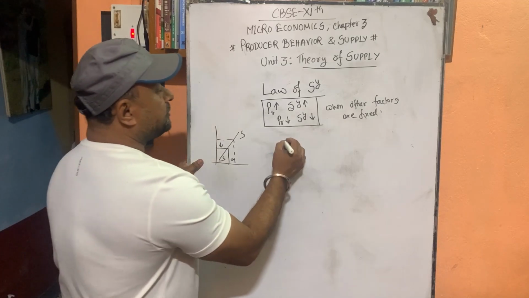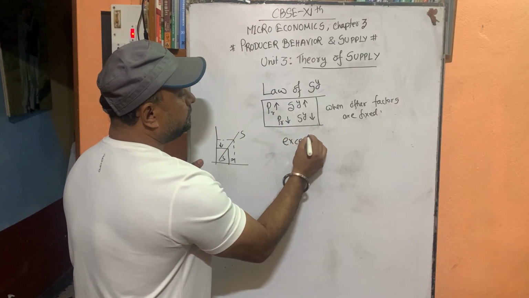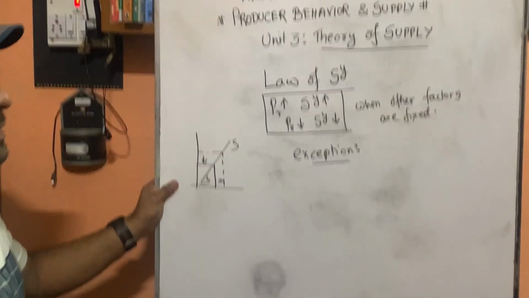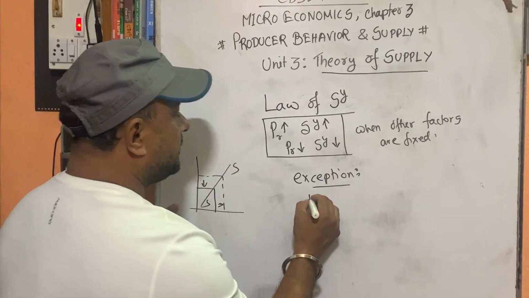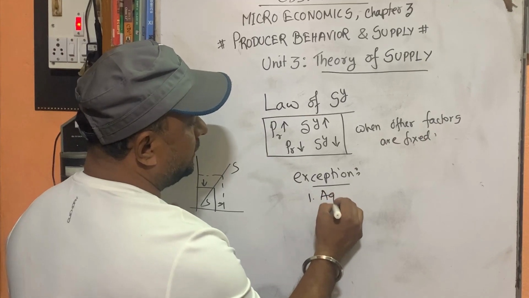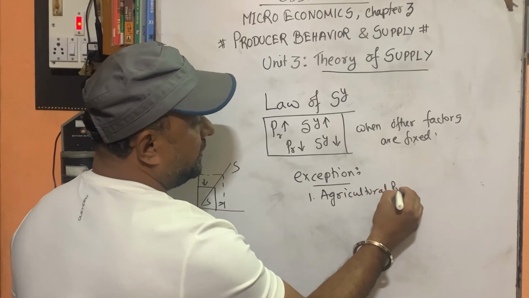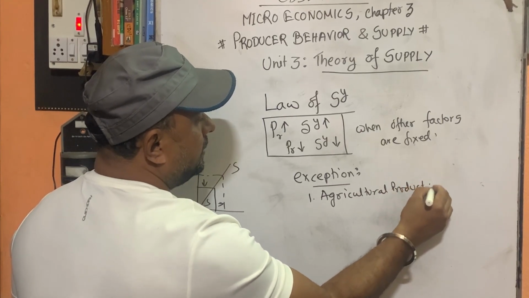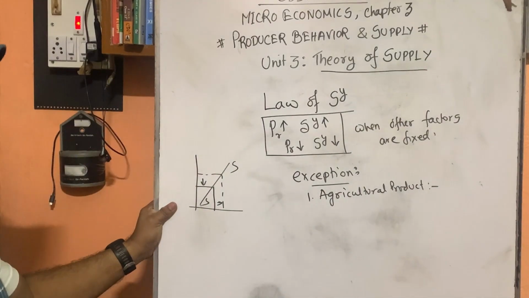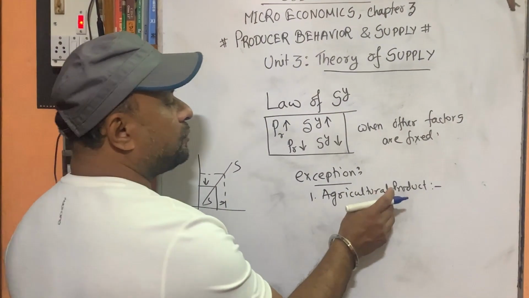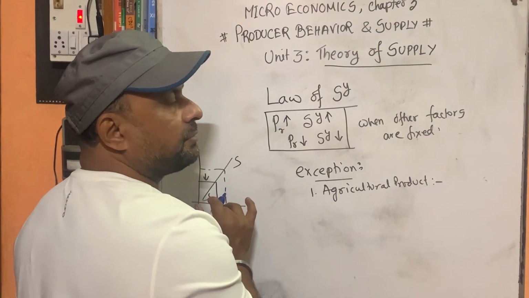Okay. Now, exceptions of the law of supply. In every law, there must be some exception. Okay. What are the exceptions? The first exception is agricultural product. In agricultural product, the law of supply does not always hold, because agricultural product totally depends on monsoon, not on the price of the market.